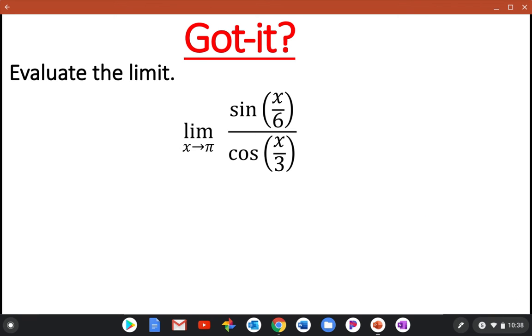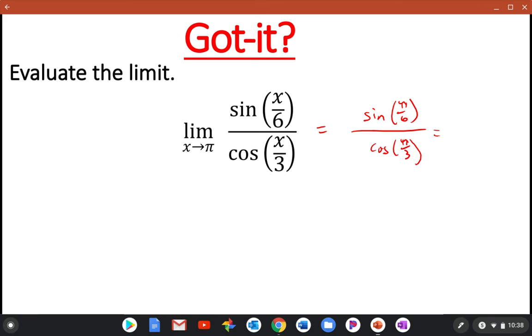All right, and let's end with one here. Go ahead and give this a shot. All right, so this is going to be just plug and chug here. Sine of pi over 6 over the cosine of pi over 3.